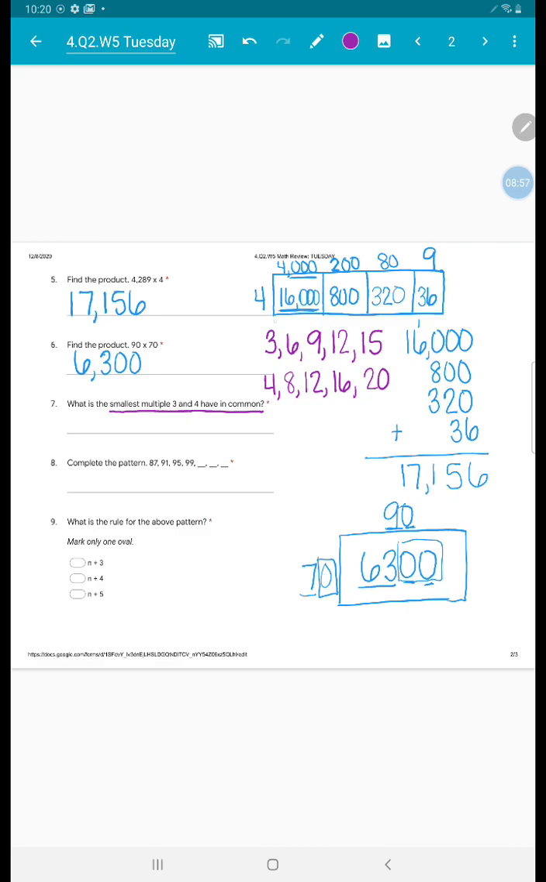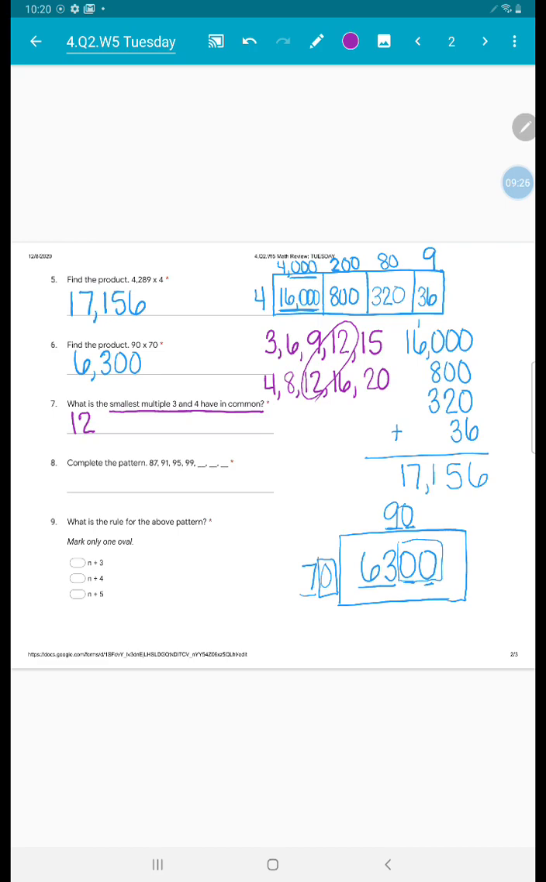I put 1. So is 1 a multiple? Can I skip count by 3s and 4s and get 1? No. 1's a factor. 12. That's 12. So multiples, I'm looking, the smallest one that they both have is 12. It's the only one they have so far, but we could keep going and there would be more. The next one might. No. Okay.